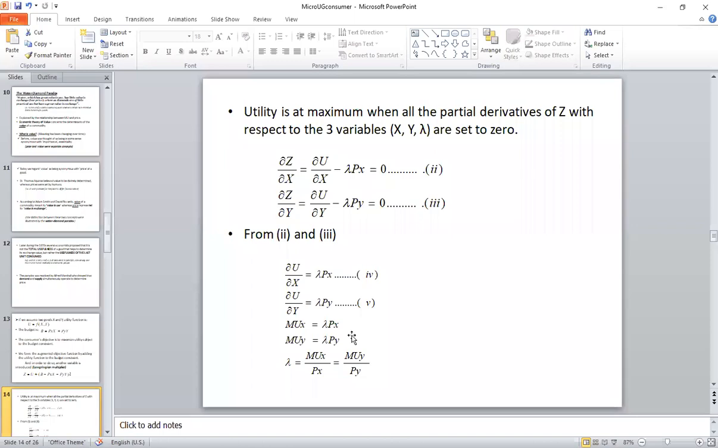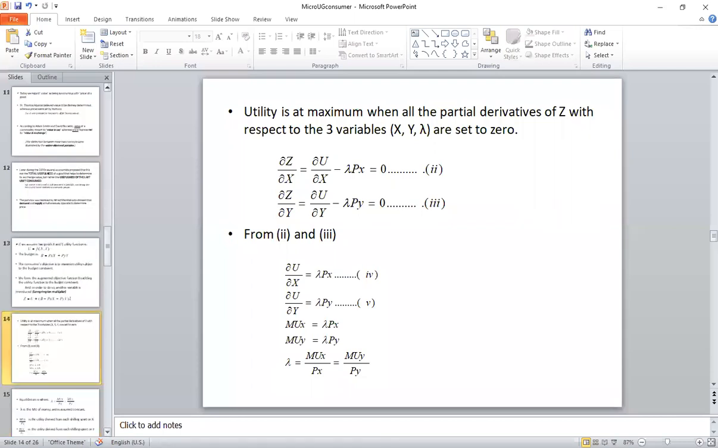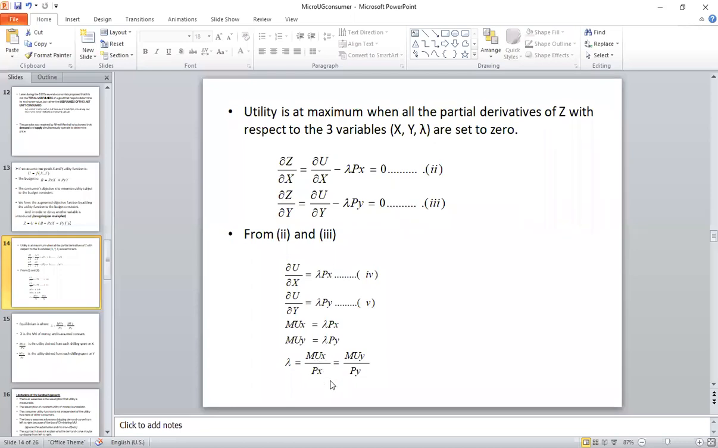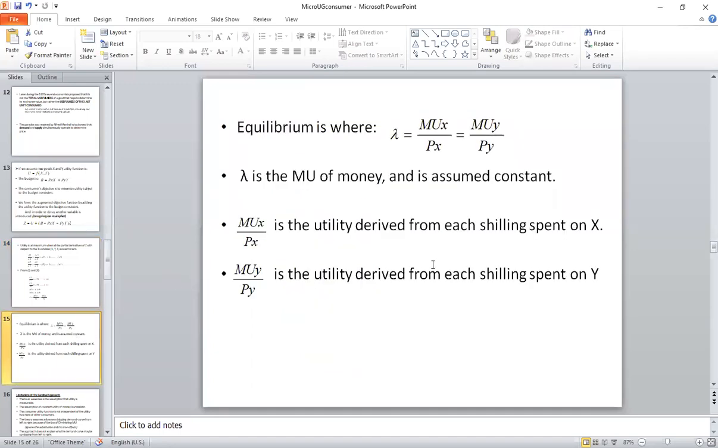So we have this equation: the marginal utility of X is equal to lambda Px, the marginal utility of Y is equal to lambda Py. So that means lambda will be equal to MUx over Px, which is equal to MUy over Py. So this is the equilibrium. What does that mean? It means that the individual is in equilibrium when he derives the same utility from the last shilling spent on commodity X and that spent on commodity Y. So you are in equilibrium when the utility derived from each shilling spent on each and every commodity is the same. So that is the equilibrium of the consumer.